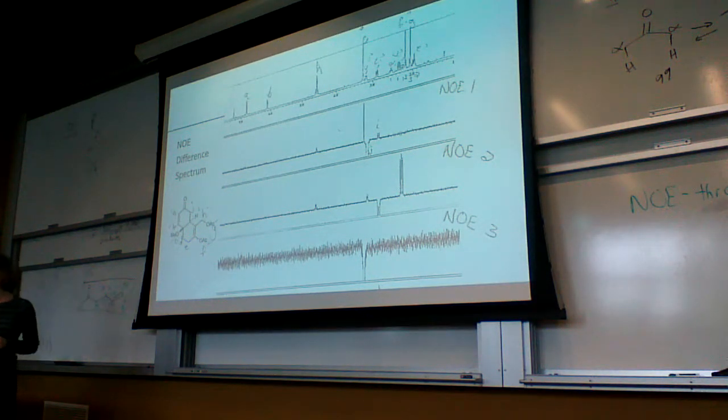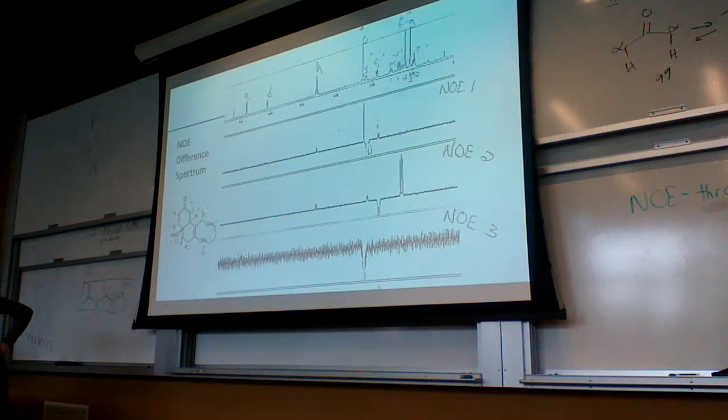Victoria? I don't get it at all. I'm confused on if we're only irradiating one proton. On NOE1, we're irradiating J, right? Right. And that's why I got sucked down underneath.